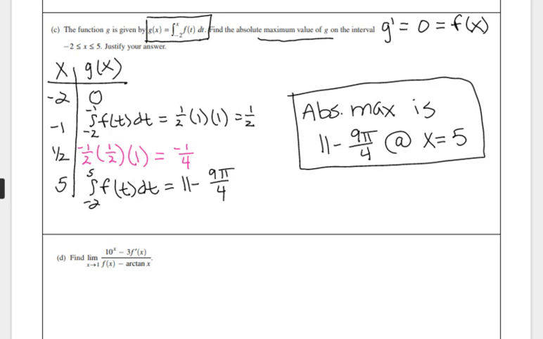Part C here was worth 3 points. So it was 1 point for showing that you know that g prime of x is equal to f of x. It was 1 point for including your critical values. And then it was 1 point for your answer.